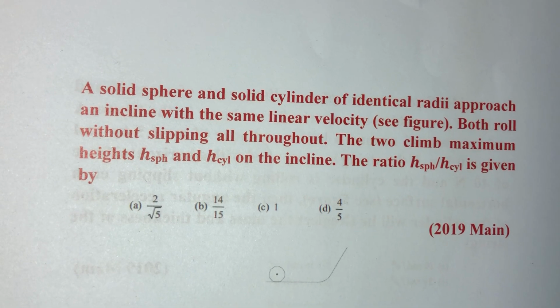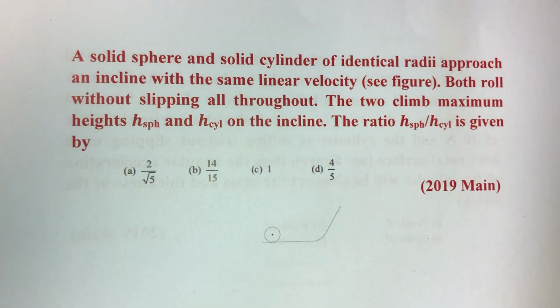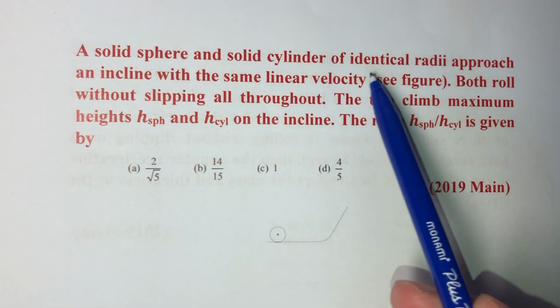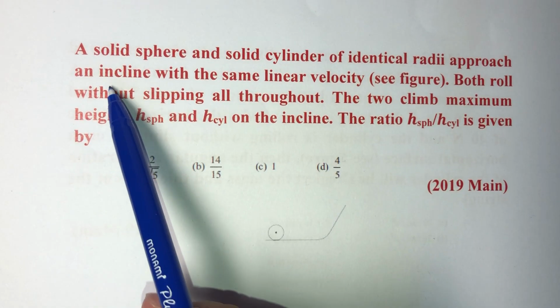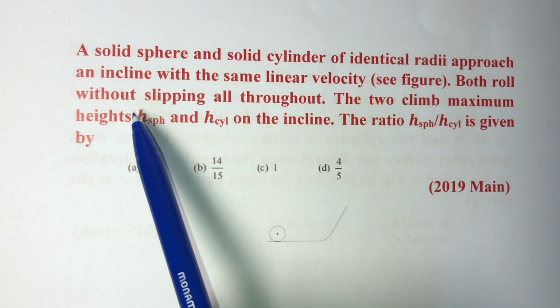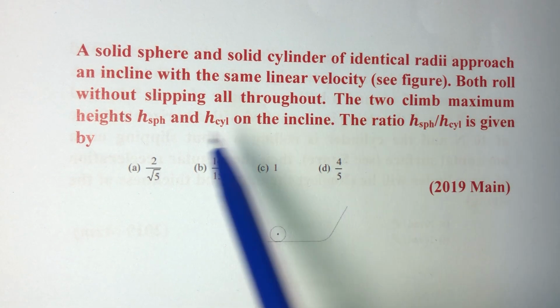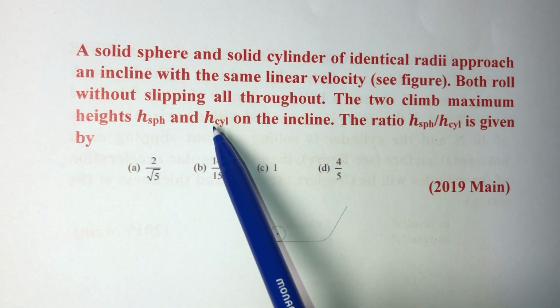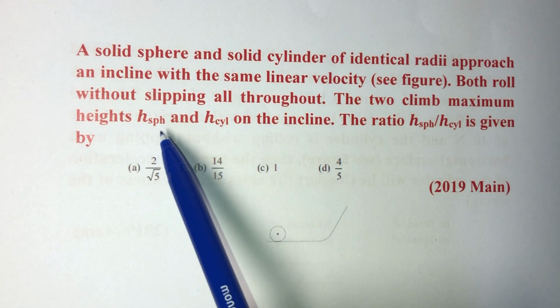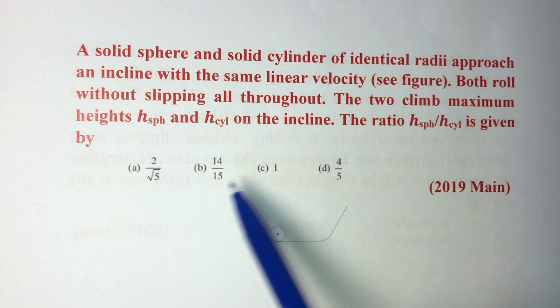Hello friends, in today's question, a solid sphere and solid cylinder of identical radii approach an inclined plane with the same linear velocity, see figure. Both roll without slipping all throughout. The two climb maximum heights h_sph and h_cyl on the incline, where h_sph is for the sphere and h_cyl is for the cylinder. Then the ratio is given by.